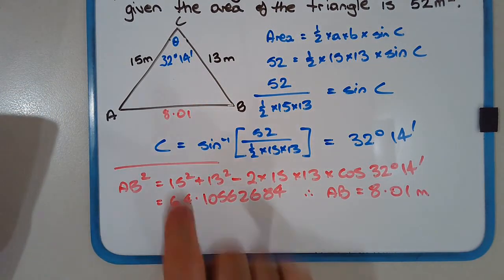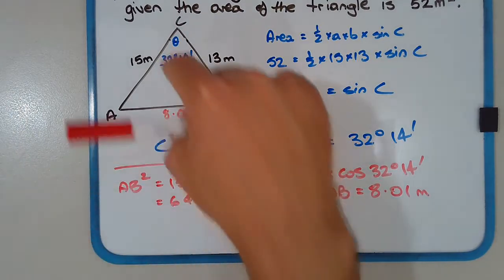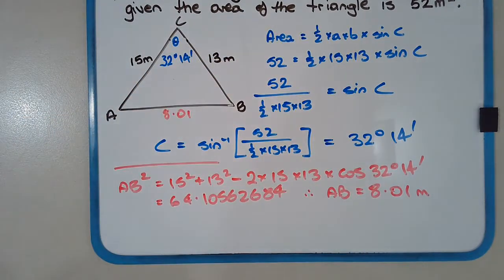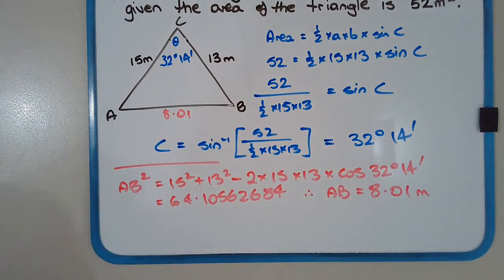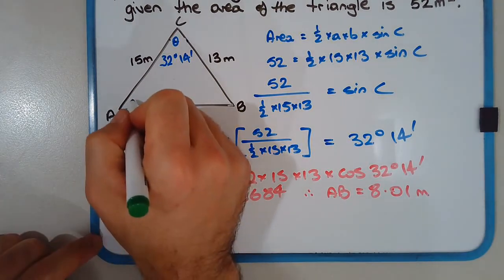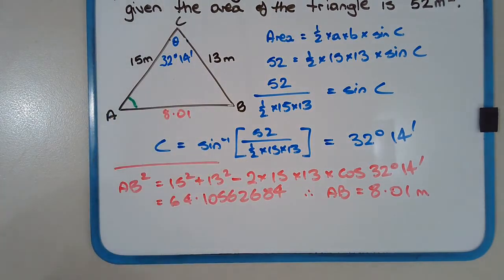So you now have a side. Now we have all three sides and we have a known angle. Can we now use the sine rule to find either angle A or angle B? And of course you can. So let's do that. Let's find angle A.